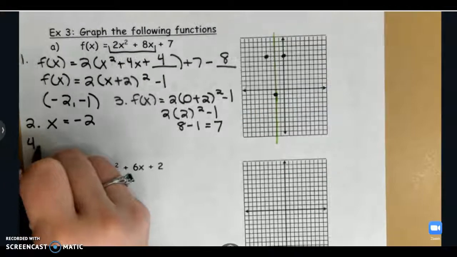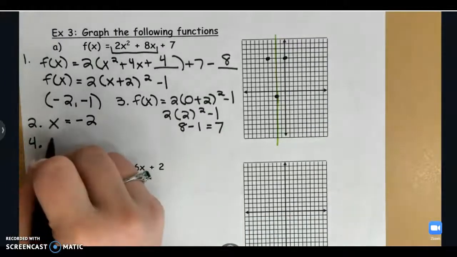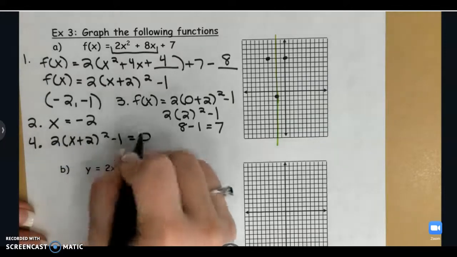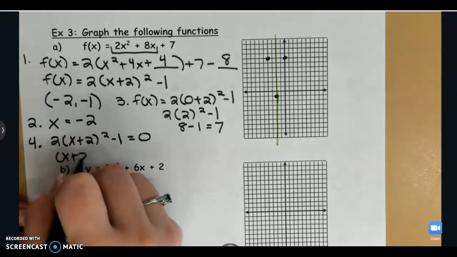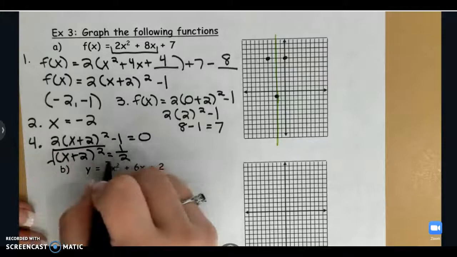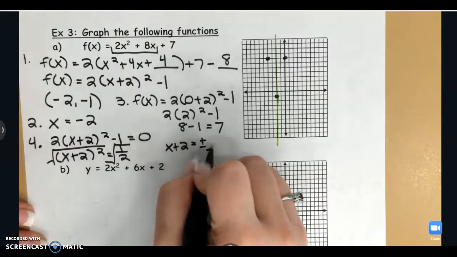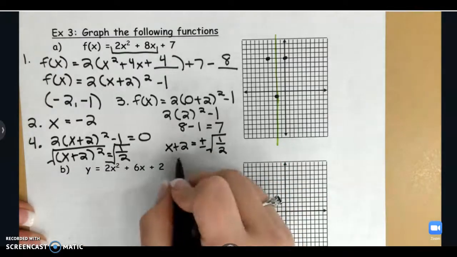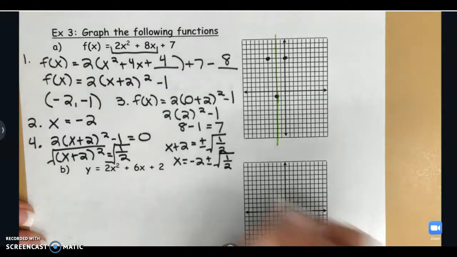Now we're ready for step 4, which is finding our x-intercepts. So that's when y is equal to 0. So we are going to set our equation equal to 0 and solve. So the first step is to add that 1, and we're going to divide by 2. Then we square root both sides. This should look pretty familiar. Remember that's going to be plus or minus the square root of 1/2. So the last step is to subtract that 2, so -2 plus or minus square root of 1/2.